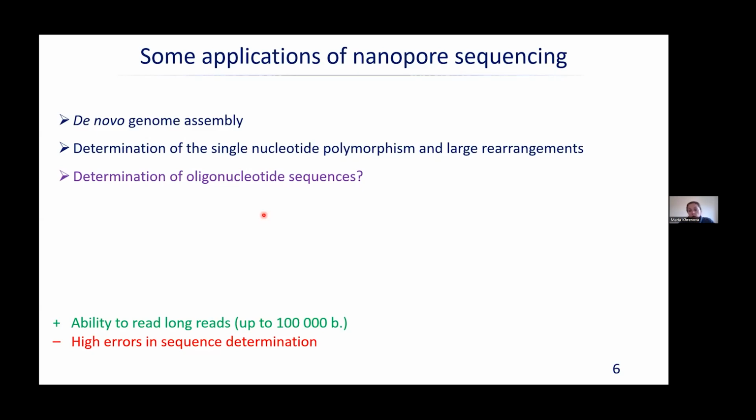But what we wanted to do in this work is quite a novel application. We wanted to determine the oligonucleotide sequence. Actually, this is a very different task because oligonucleotides that are utilized as aptamers are usually short, of course, like tens of bases, and it cannot be directly measured or determined in nanopore experiments, but we utilize some tricks to make long chains and read them. I will show you in my following talk.